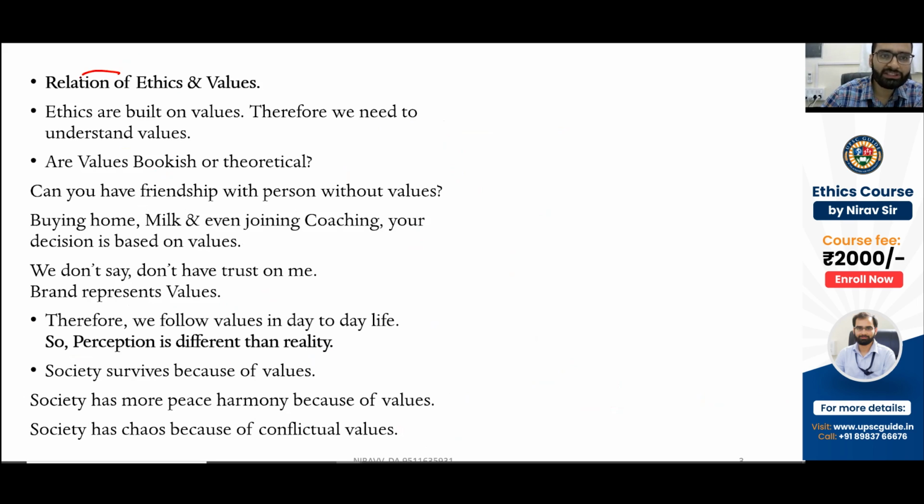Now, what is the relationship of ethics and values? This I have already told you. As I have told you, if you look at ethics, you can say ethics is based upon values. तो ये values है और उसके ऊपर पूरा ये ethics dependent है.